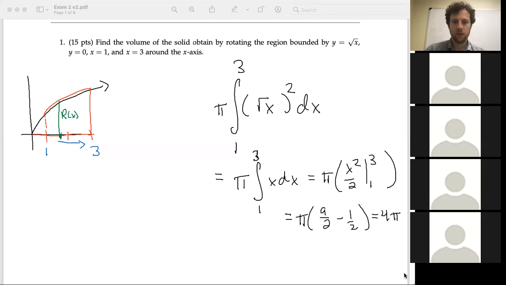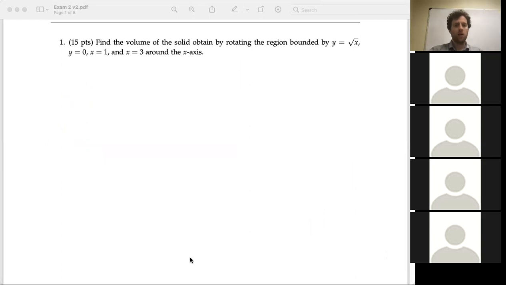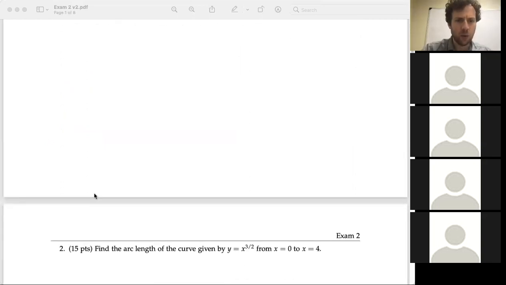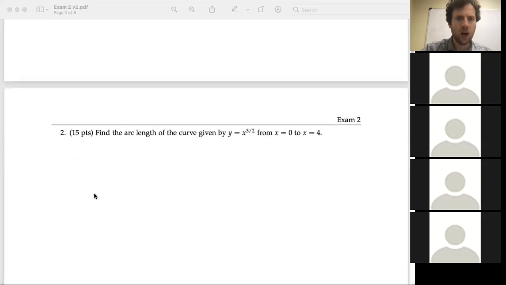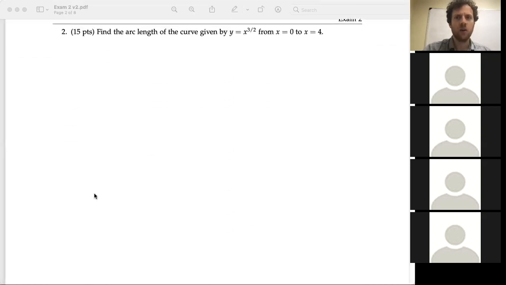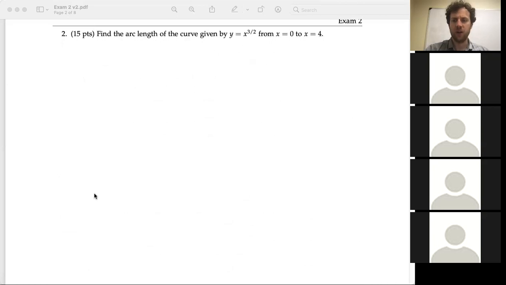All right. Then let's see, preferences for other questions. We can keep going through it all the way. Next up is arc length, or I can jump around a little bit if anyone would like.